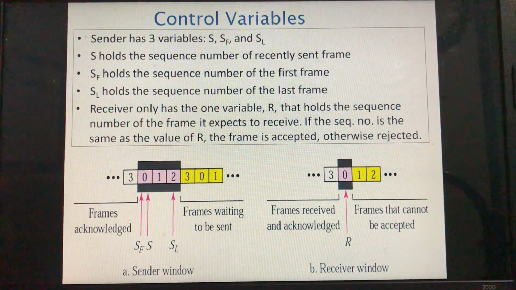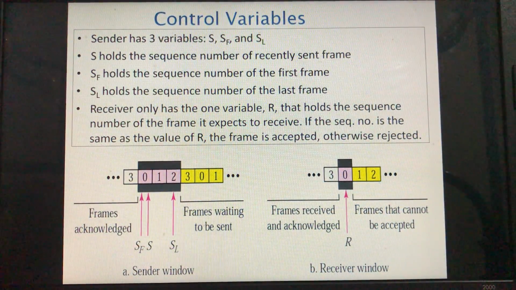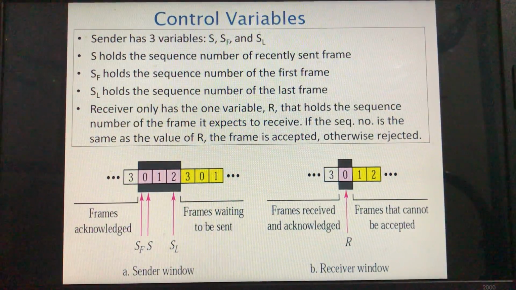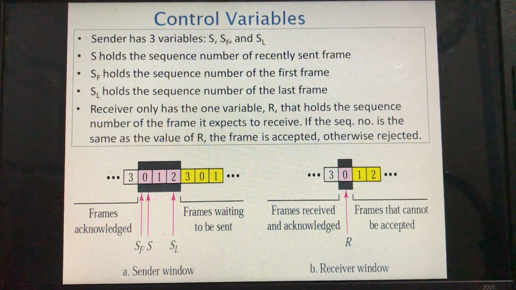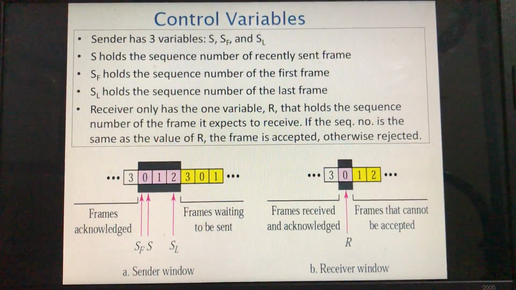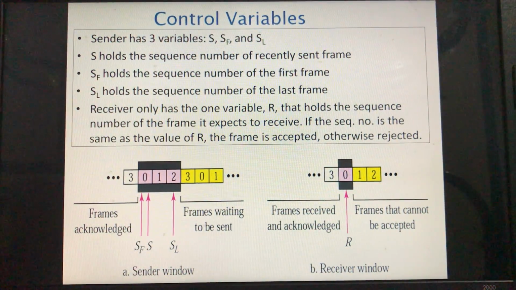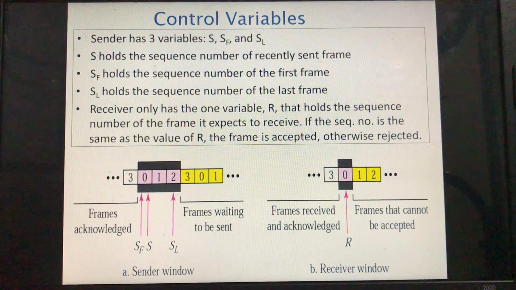Three control variables are commonly used in this windowing concept. One is S, which holds the sequence number of the recently sent frame. The second one is SF, which holds the sequence number of the first frame. And the third one is SL, which holds the sequence number of the last frame. And the receiver will be having only one variable R that holds the sequence number of the frame it expects to receive.